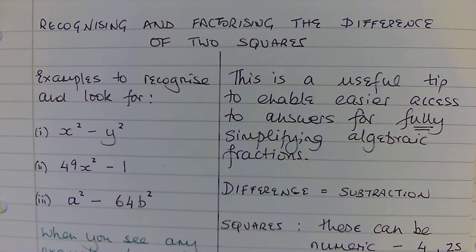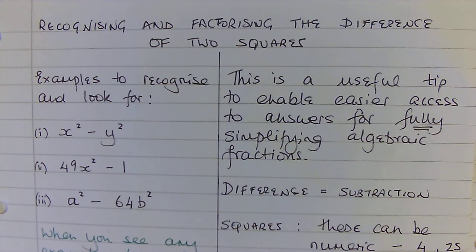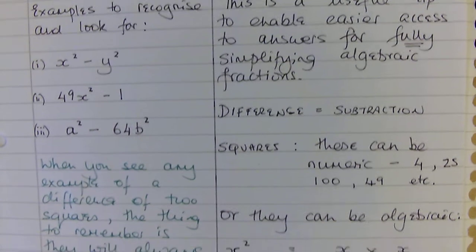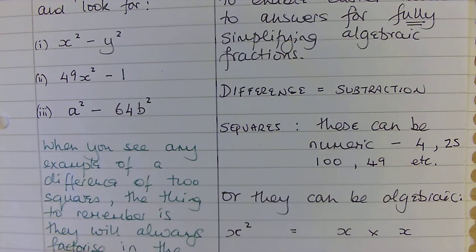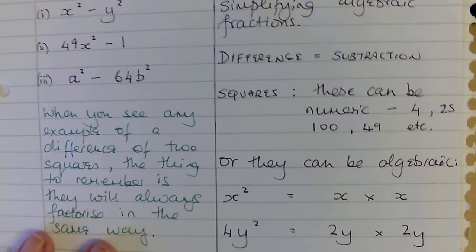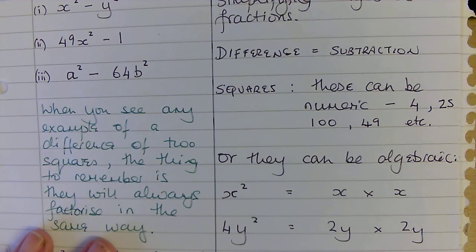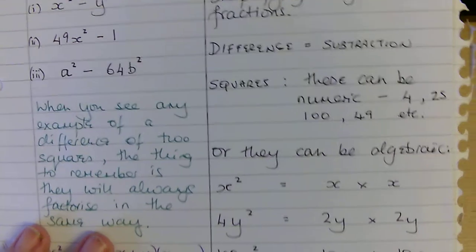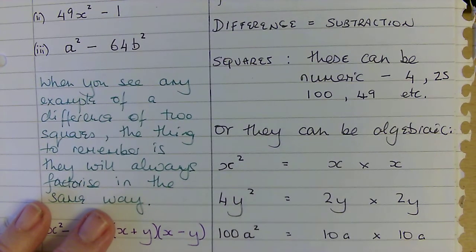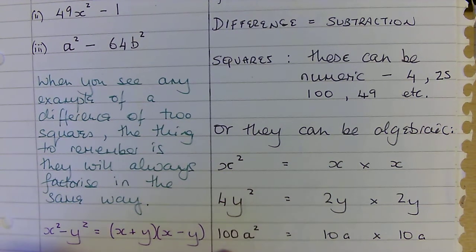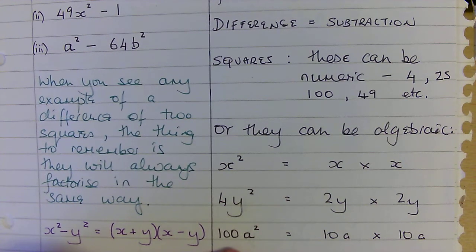Okay, so difference means subtraction, and squares can be numeric, for example 4 and 25. But they can also be algebraic. So, for example, x squared comes from x times x, and 4y squared comes from 2y times 2y, and 100a squared comes from 10a times 10a. So you see the idea.